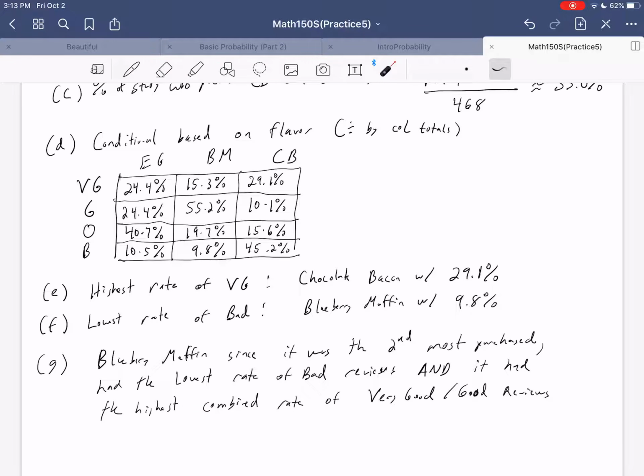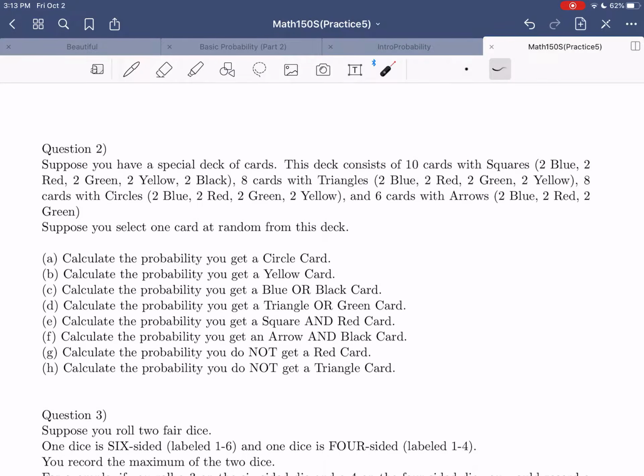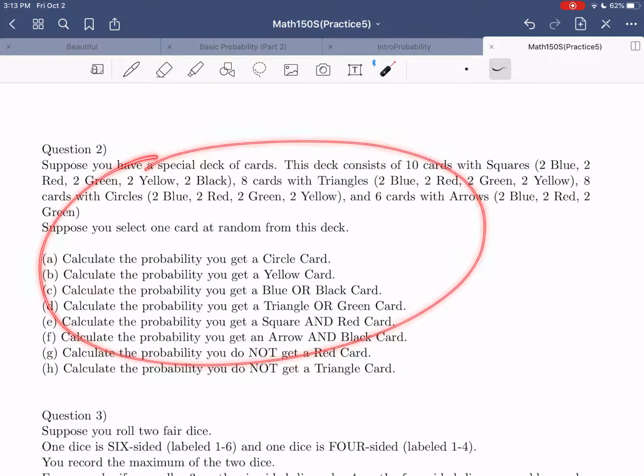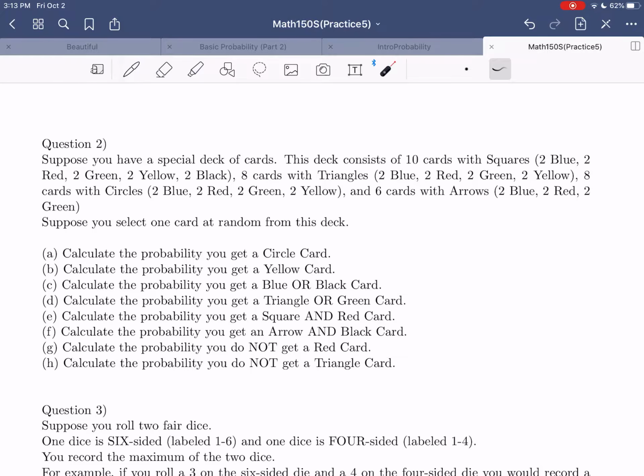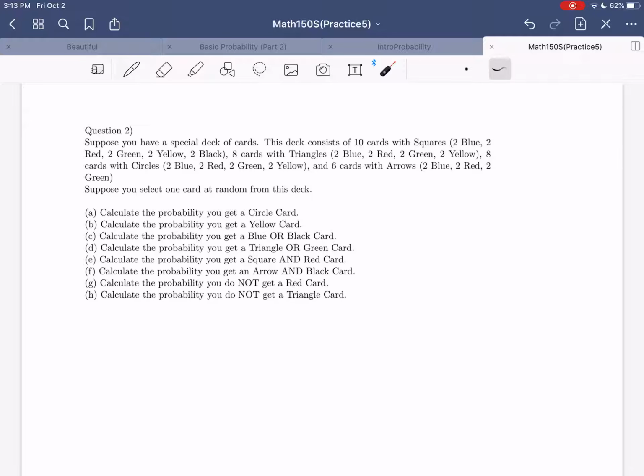Okay, so that was quite a bit there, but that hopefully gave you a good amount of practice working with the conditional distribution and conditional analysis when we have these two-way tables. The remainder of the problems on this practice focus on basic probability, so let's go ahead and get started on those. So for question 2 here, we have this special deck of cards. To make this a little bit easier though, even though these are how the questions were written on there, let's go ahead and give ourselves a fresh page just to work on this one.